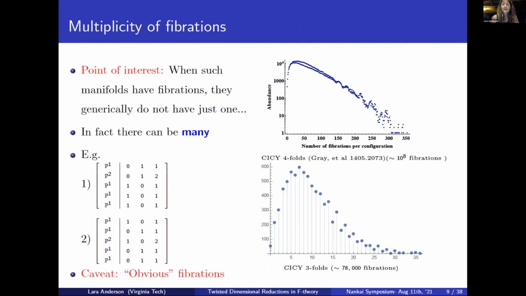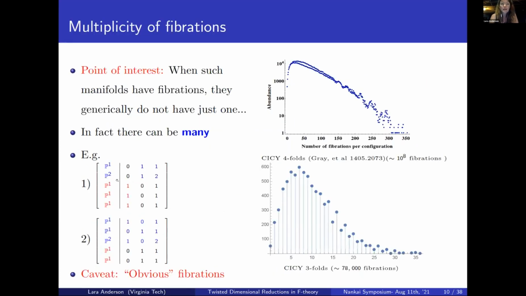So various scans were done to count how many such obvious fibrations. You heard a bit about those yesterday. Something that you did not hear so much about is that when these manifolds have such descriptions of fibration, there can be many. So those can be obvious.